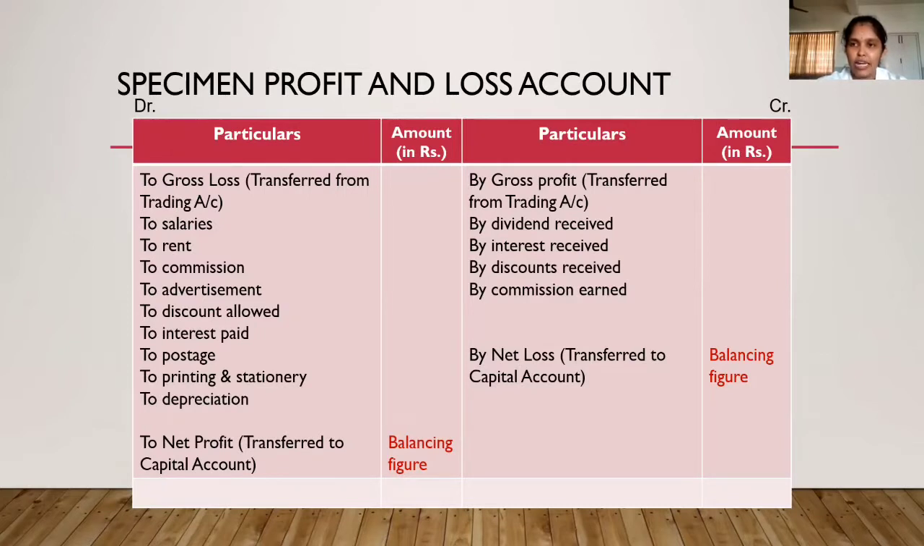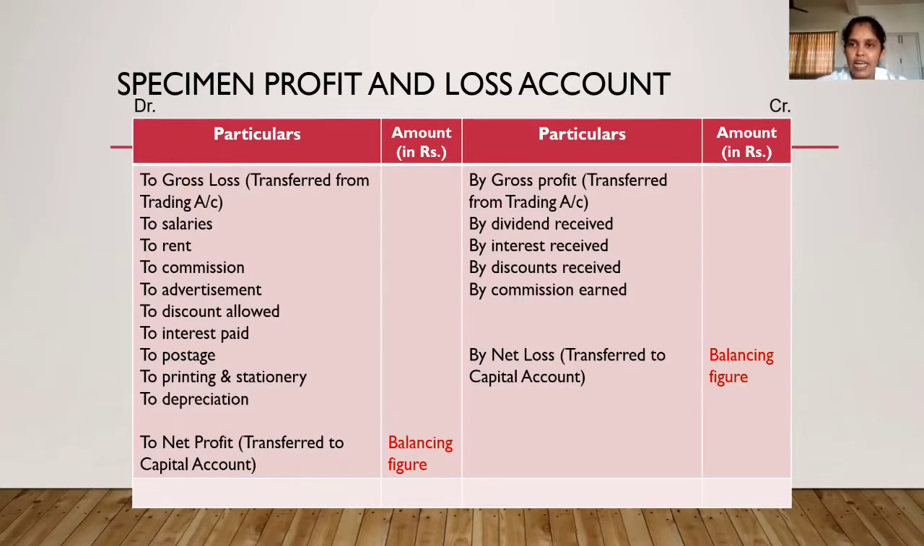The examples for indirect expenses are salaries, rent, commission, discount, advertisement expenses, interest, insurance premium. All these come under the category of indirect expenses, so they will be recorded in the profit and loss account. And the indirect income may be dividend received, interest received, discount received, commission received, rent received. All the receivables which are indirect and related to the office will be recorded on the credit side. Similarly, depreciation will be recorded as an expense on the debit side of your profit and loss account.